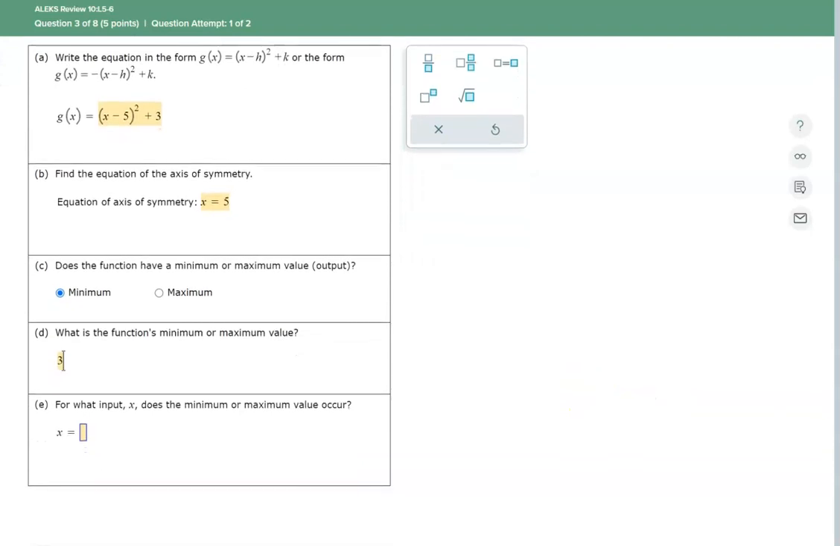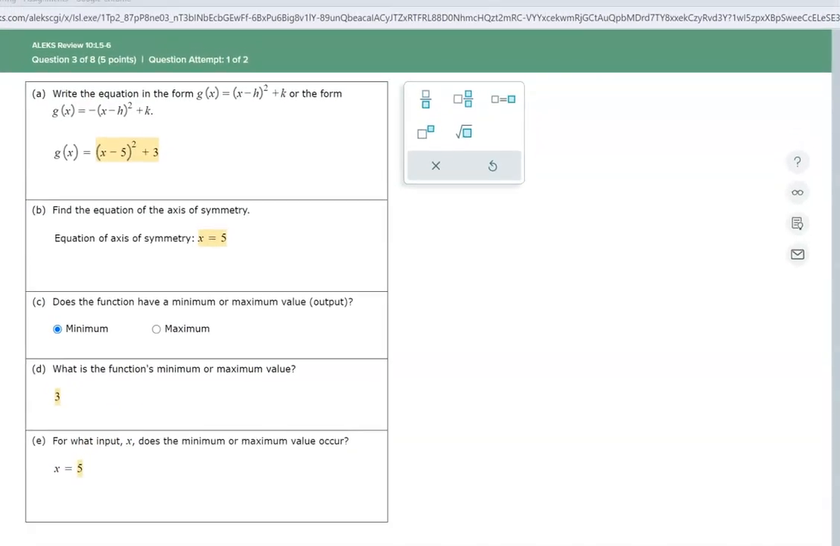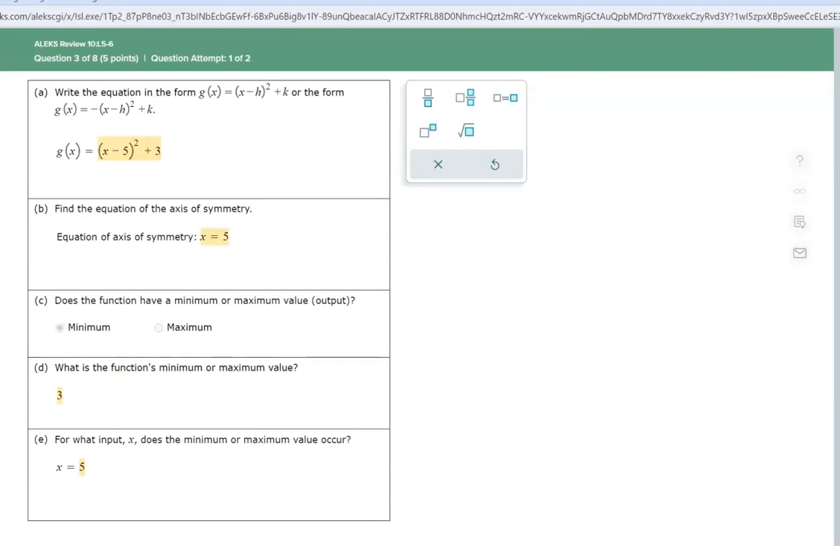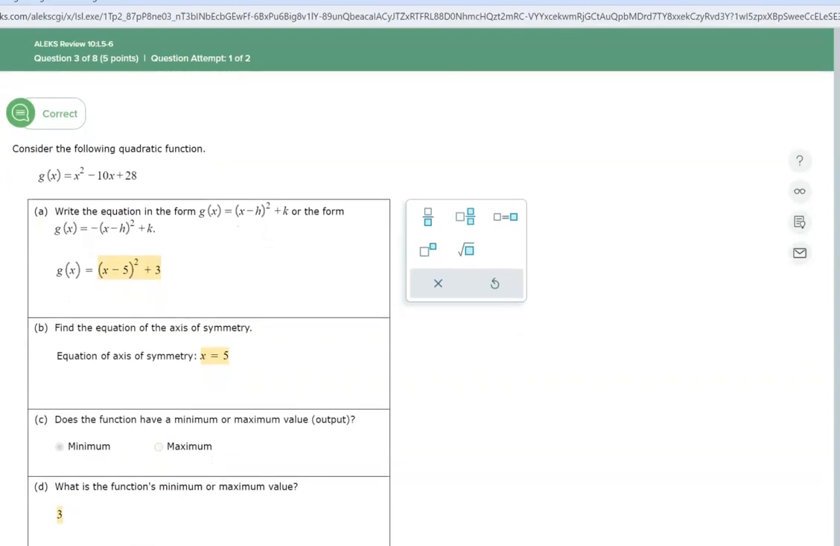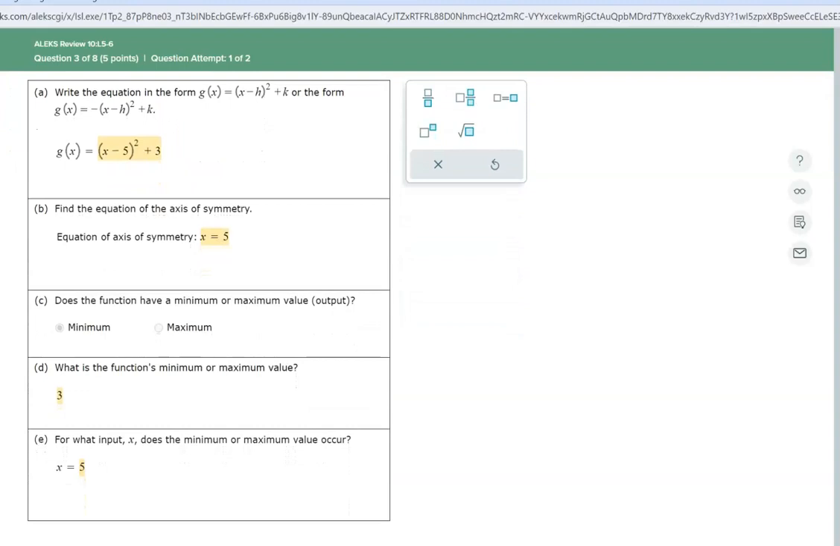And then for what input of x does the minimum or maximum value occur? So when does the minimum occur? When x is 5. And then from this point, I can now check my answer. And that was correct. So for this one, all you're doing is putting it in vertex form, and the rest of the answers are going to be the vertex. So the axis of symmetry is your x term. The function's minimum or maximum value is the y-coordinate of your vertex. And then the last one is always going to be the x-coordinate of your vertex.